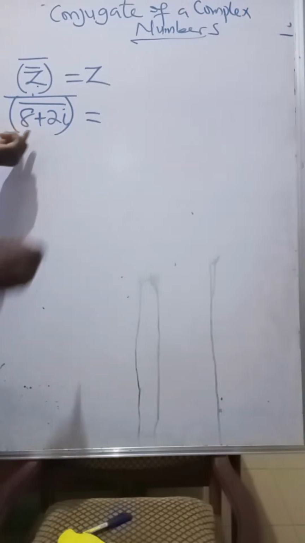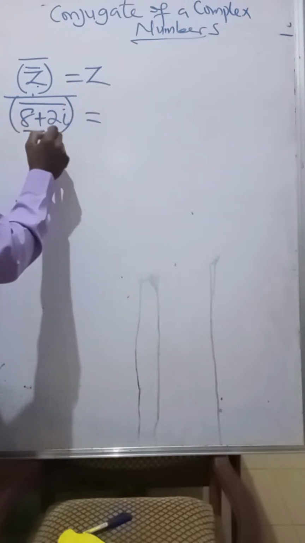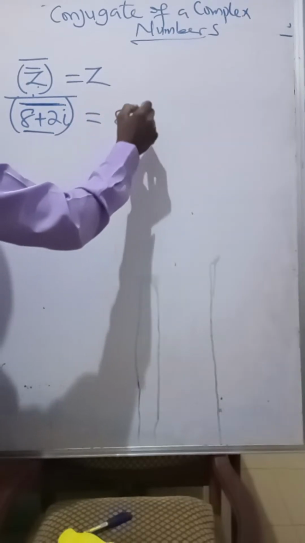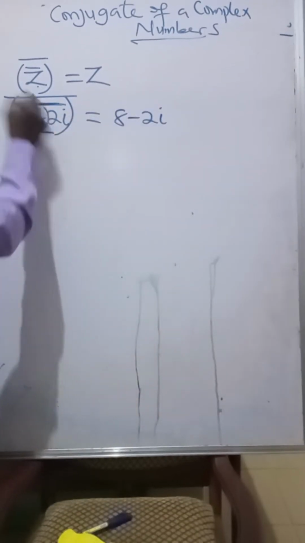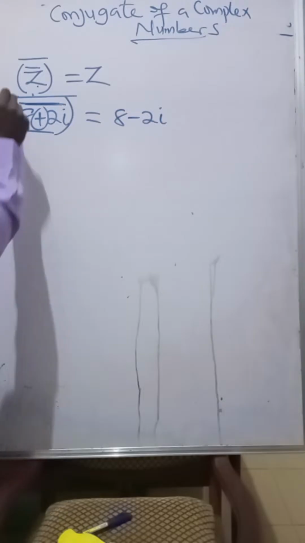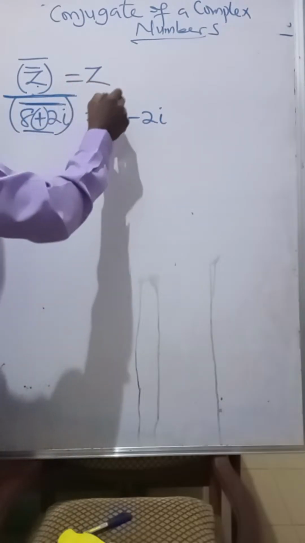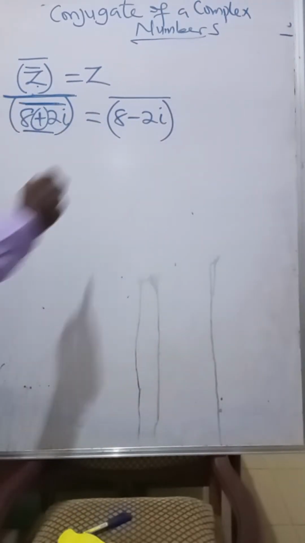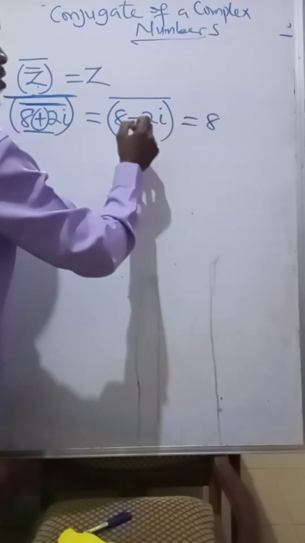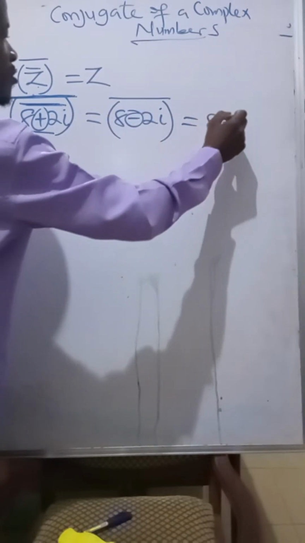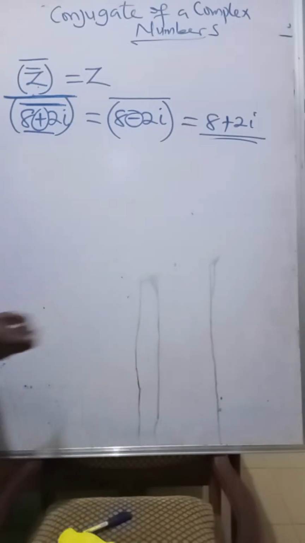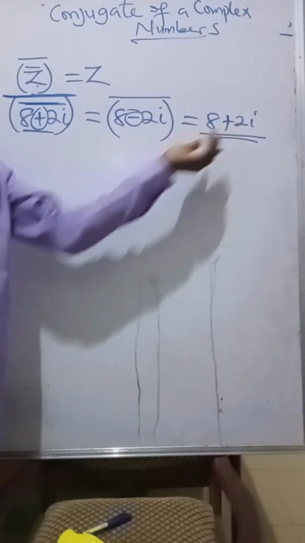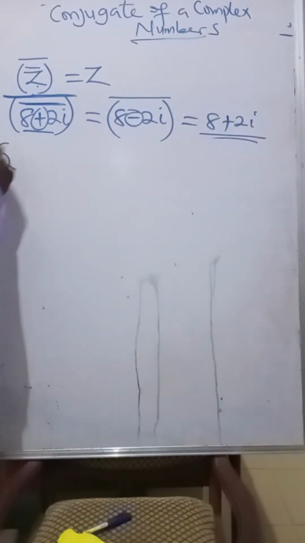Let's try to solve it. The first part, the inner conjugate, will be 8 minus 2i. This sign will change. Then the external one, the one on top: the conjugate of this one is 8 plus 2i. So the conjugate of a conjugate of a complex number will give you the complex number.